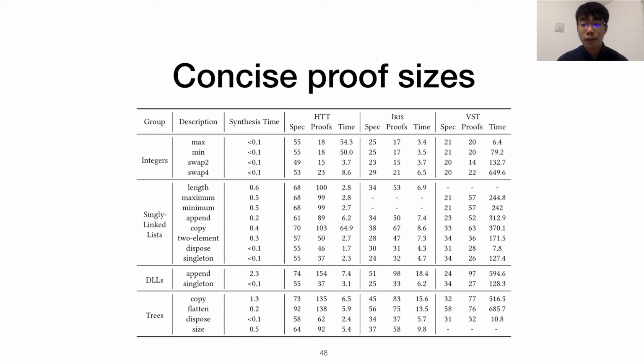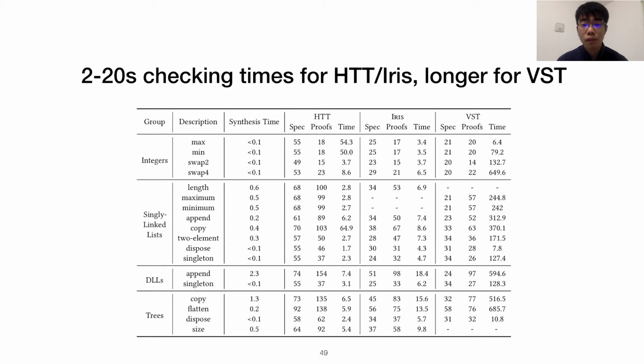Proof sizes are relatively concise. Proof checking times are between 2 to 20 seconds for most of the HTT and Iris examples. VST proofs take longer because the generated scripts rely on a VST automation tactic whose generality incurs a performance cost.